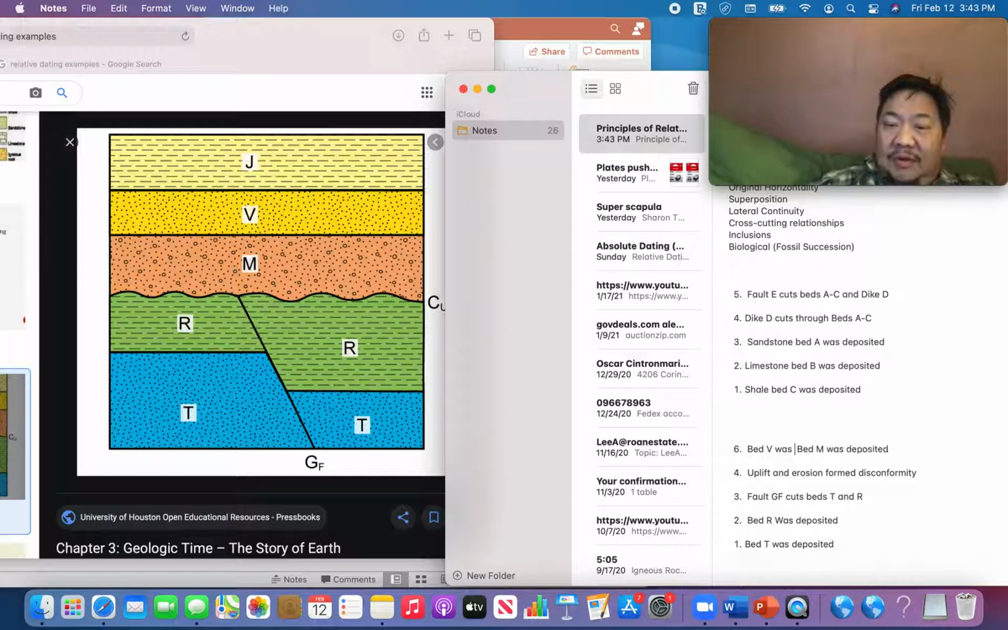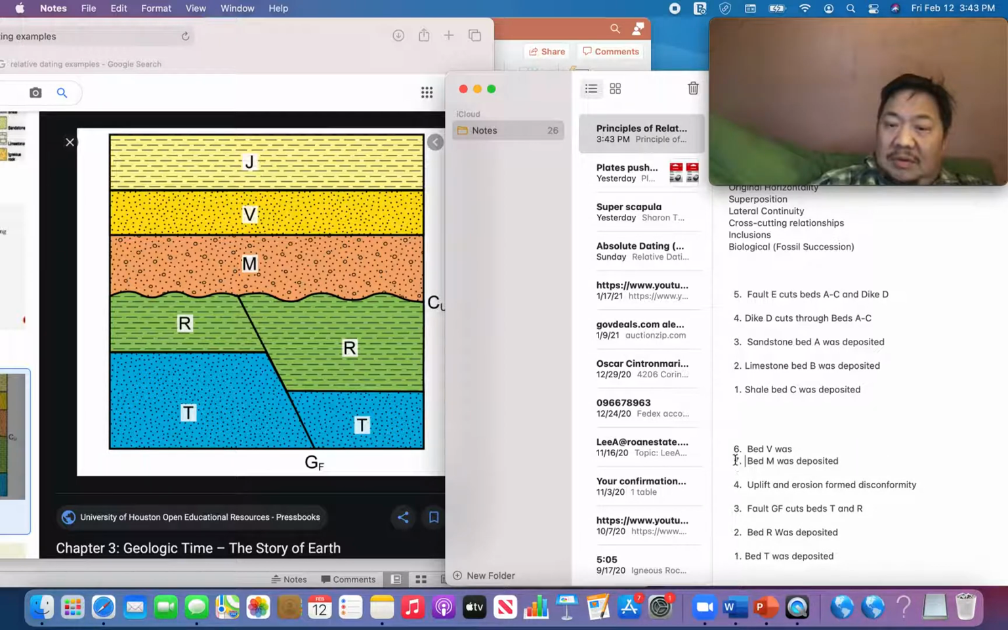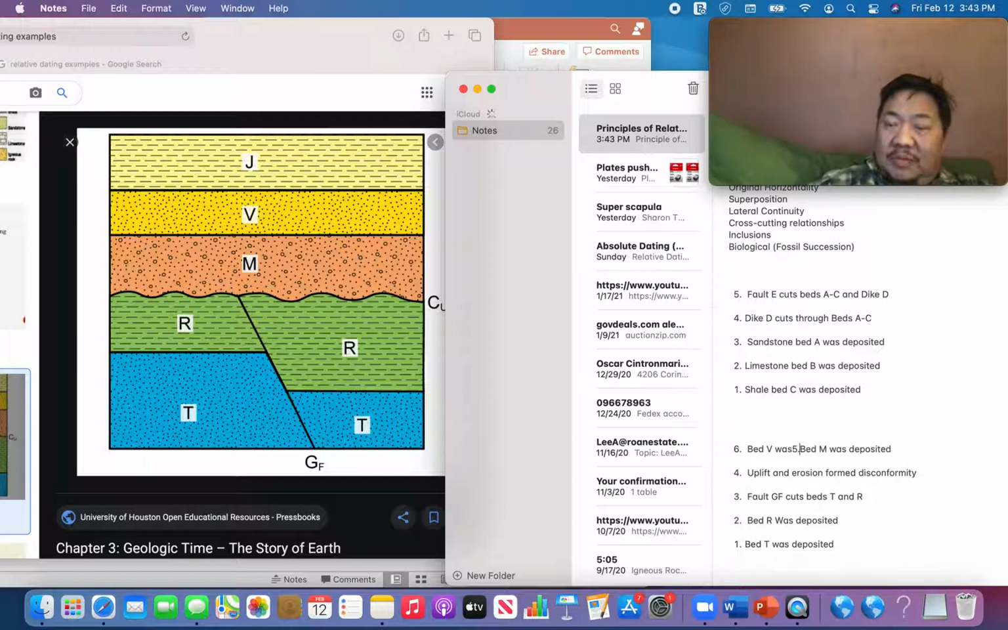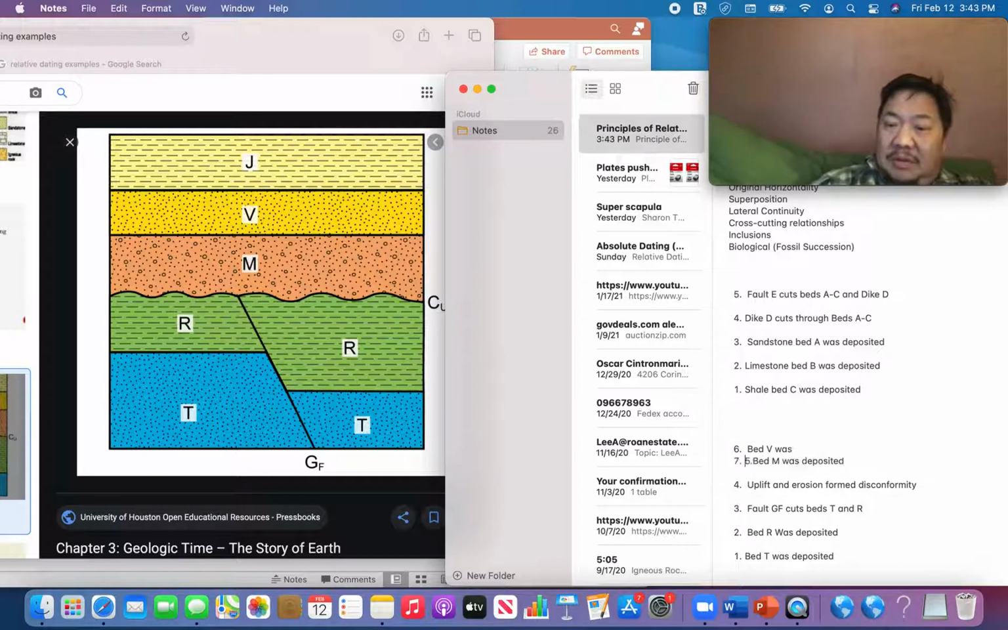The numbers are off here. This should say 5. Here, this should be a 5. I don't know how to put a 5 in here because the computer program is messed up. So that's a 5.